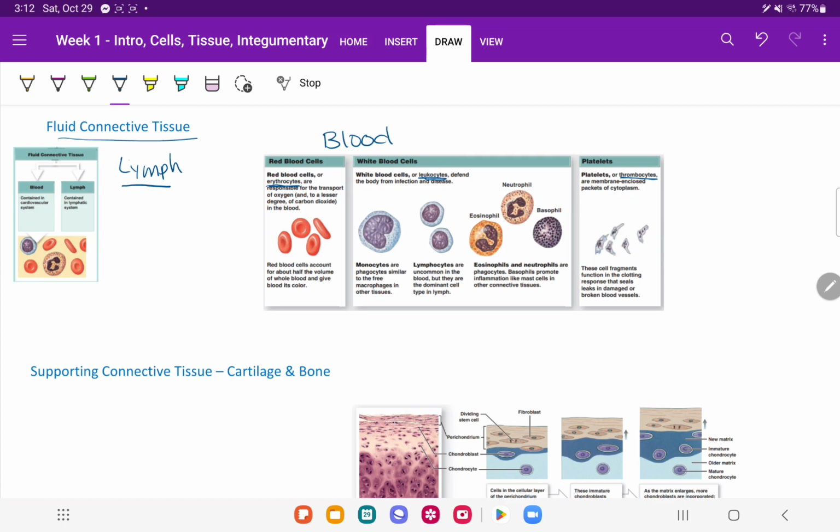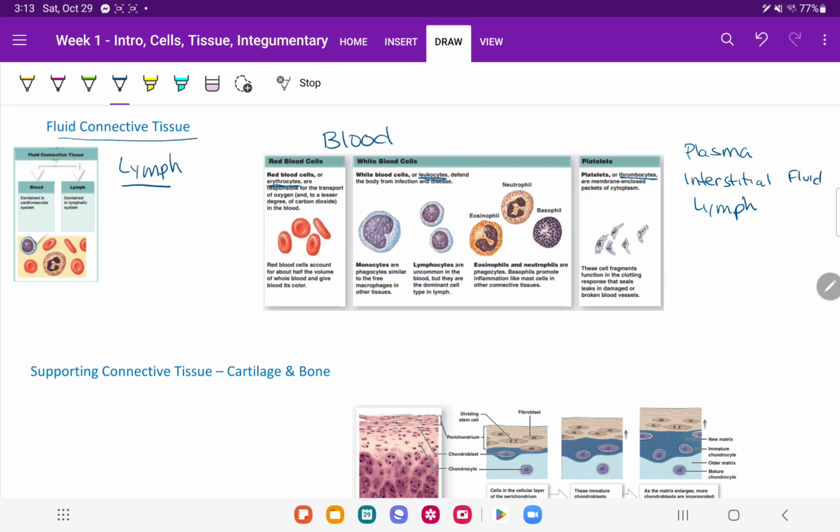The extracellular fluid of this fluid connective tissue includes three major subdivisions: plasma, interstitial fluid, and lymph. These are the subdivisions. Plasma is normally confined to the blood vessels, and contractions of the heart keep it in motion.